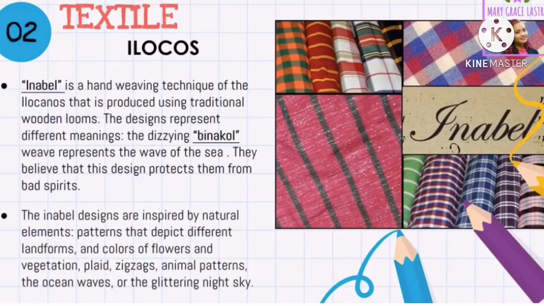Let's proceed to the textile of Ilocos. Inabel is a hand-weaving technique of the Ilocanos that is produced using traditional wooden looms. The designs represent different meanings. The dizzying binakol weave represents the waves of the sea. They believe that this design protects them from bad spirits.